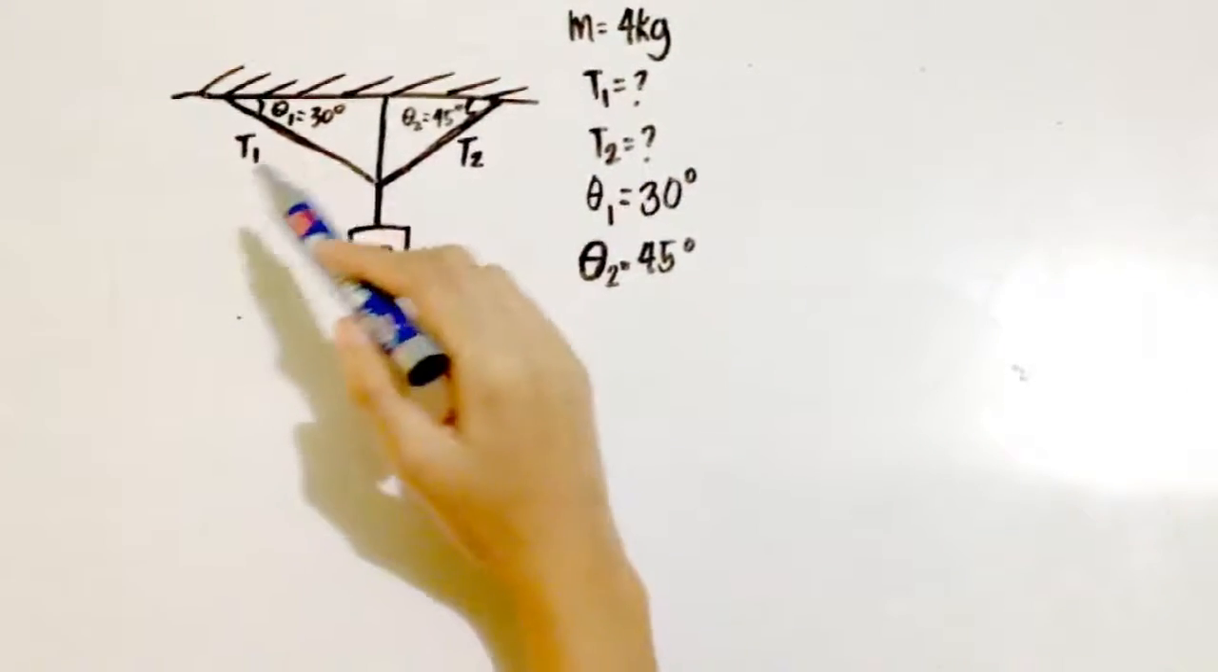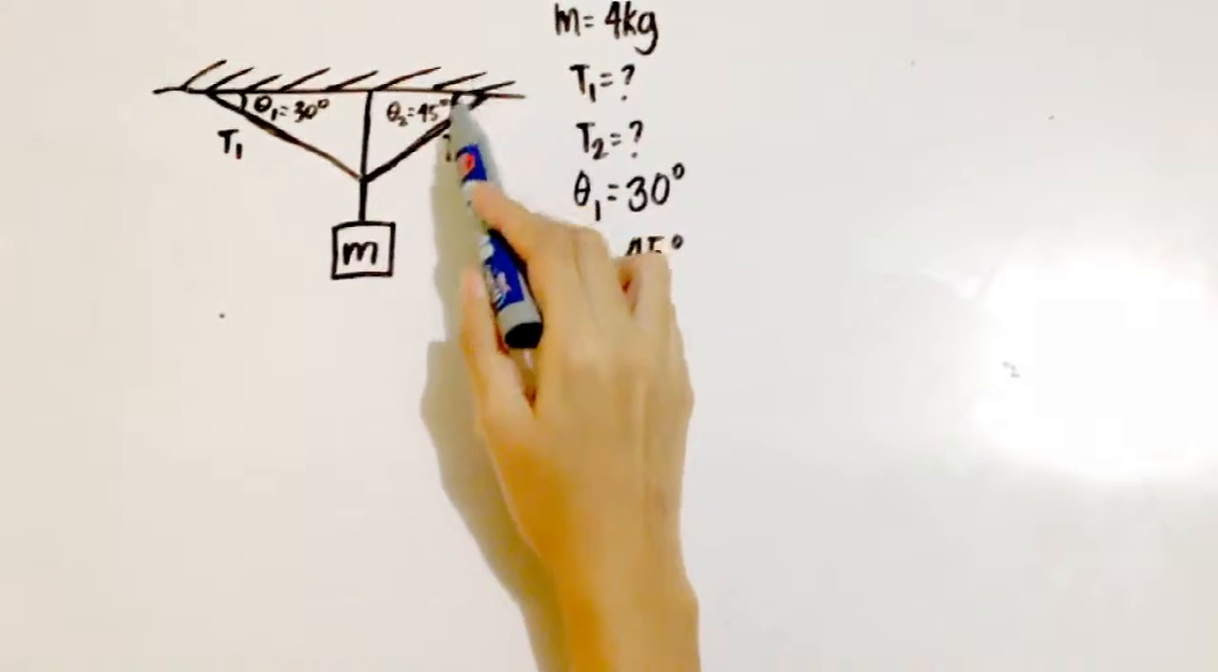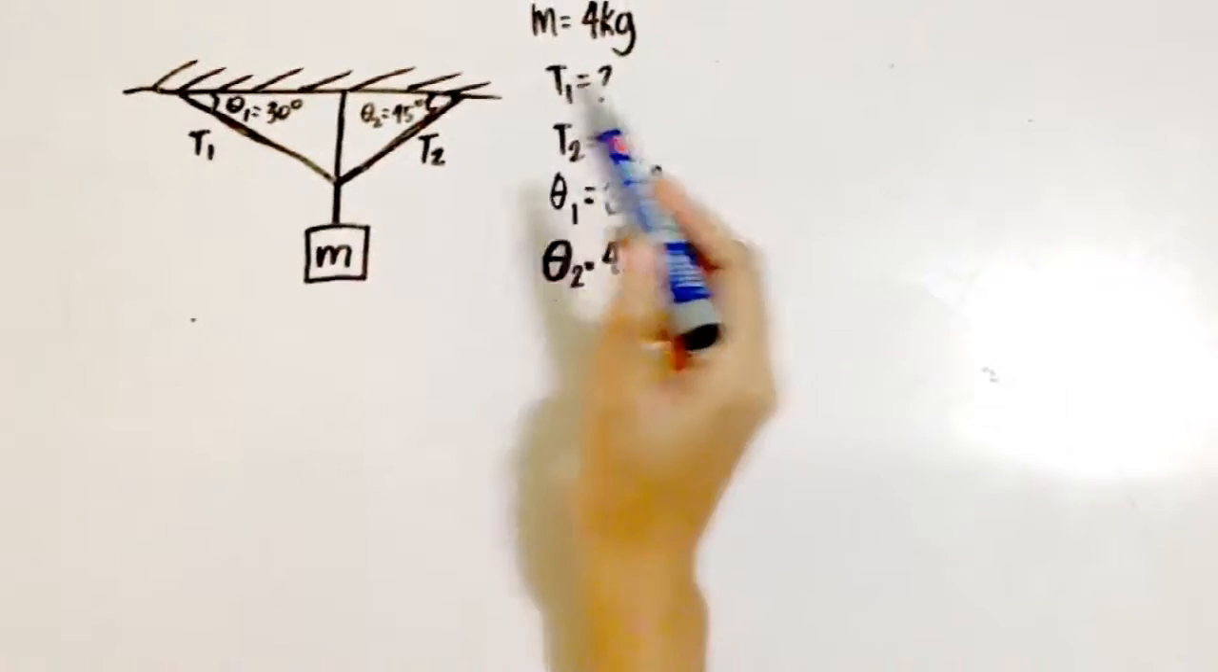So notice that this angle between the ceiling and the string is 30 degrees. Then this angle between the ceiling and the string is 45 degrees. So what's the tension of those strings?